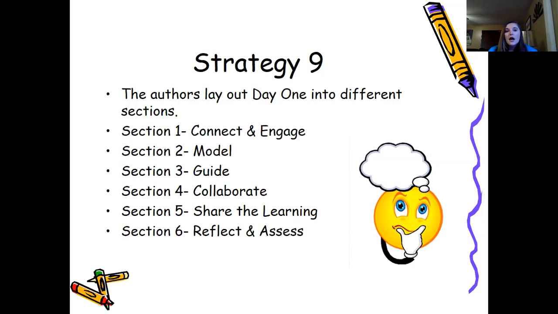Once you have connected and engaged with them, you can also model this. Now, the past couple of lessons, it has combined the model and guide, but for this specific lesson, it wants you to model it first, guide the students through it before they start doing something on their own. So when you go to model something, you're going to model by picking two things that can be compared.